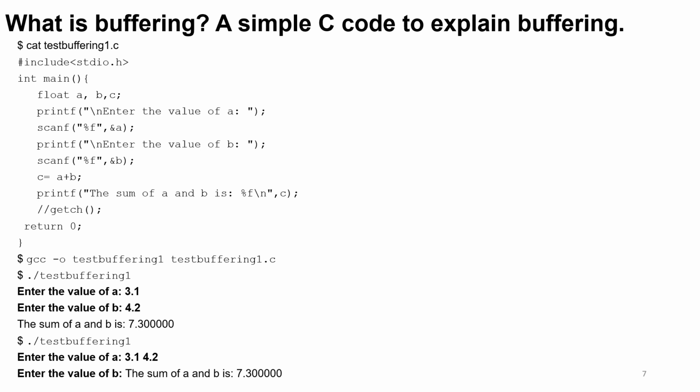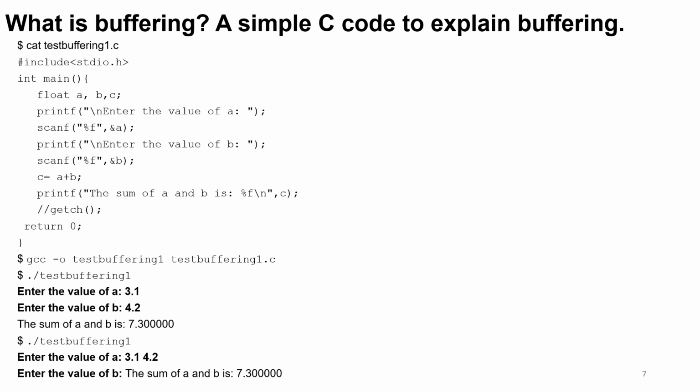In the second attempt of running this code, I enter more than one value when I'm presented the first prompt. The first prompt is for entering the value of A. Instead of entering just one value, here 3.1, I enter two values. I enter 3.1 and 4.2. The output, if you see from this code, is still correct. The code did not wait for me to enter the value of B.